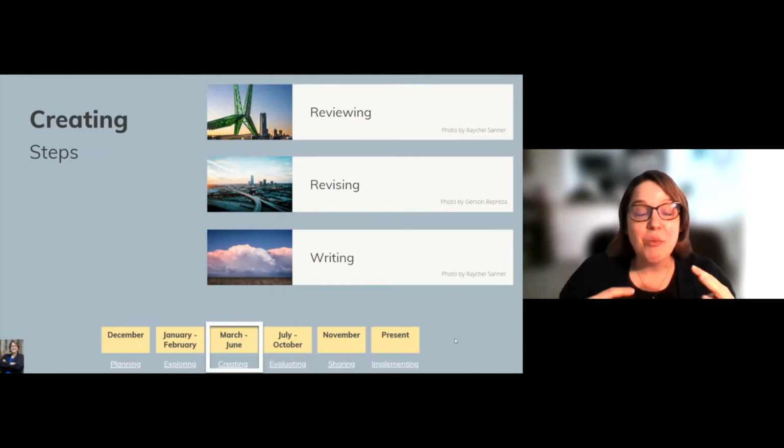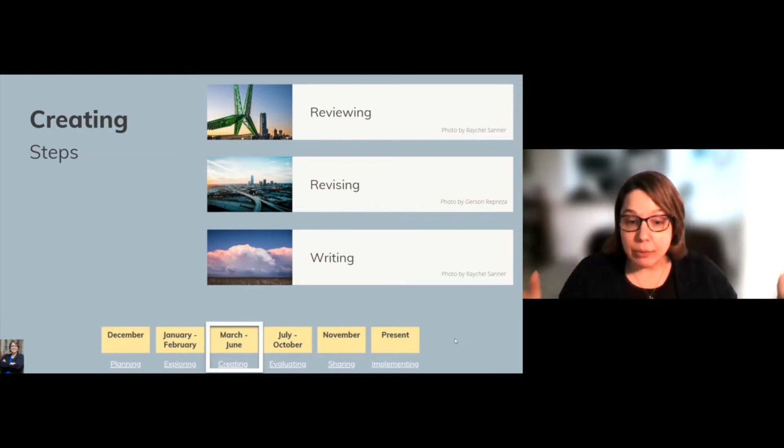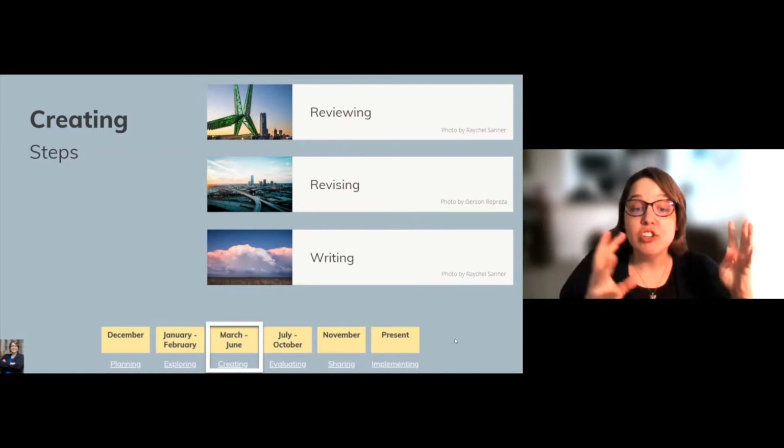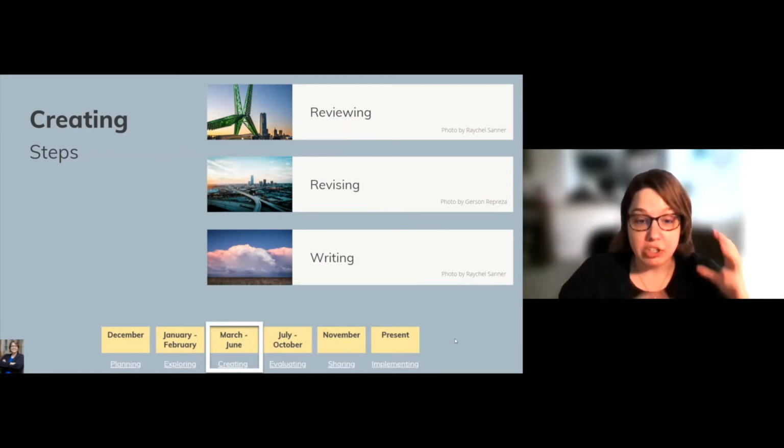So reviewing was really key. We were able to go out, look at everything that was already there, decide what we wanted to keep, what we didn't. And then we moved forward to the revision part.